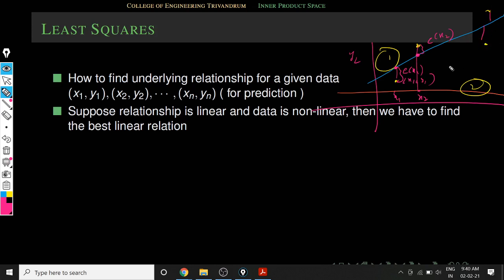Similarly, you can find the error corresponding to all the data points. Oh sorry, one second, a small mistake. x2 is not here.